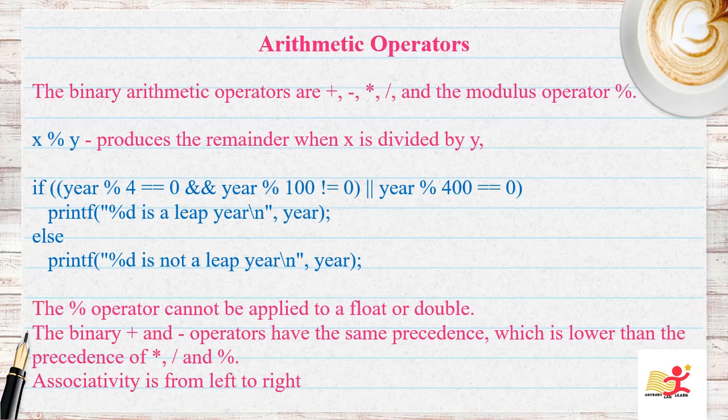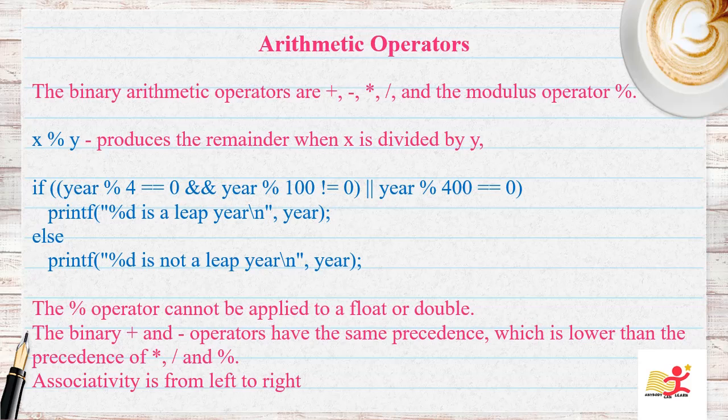Arithmetic operators. The binary arithmetic operators are plus, minus, star. Star stands for multiplication, and slash, that is division, and the modulus operator percentage. Percentage stands for the remainder after division.